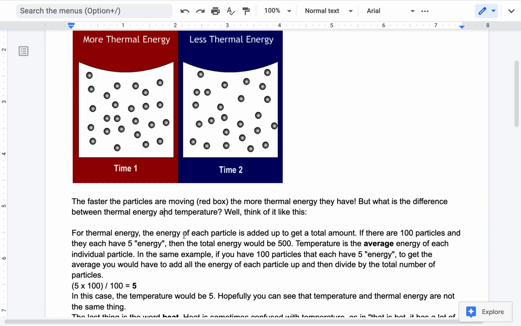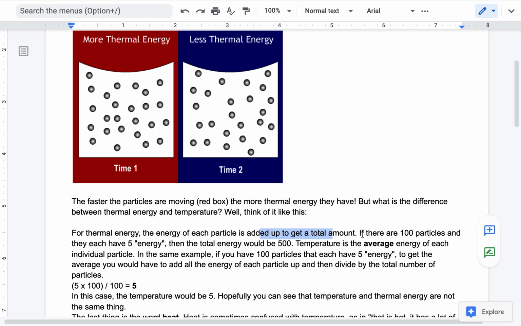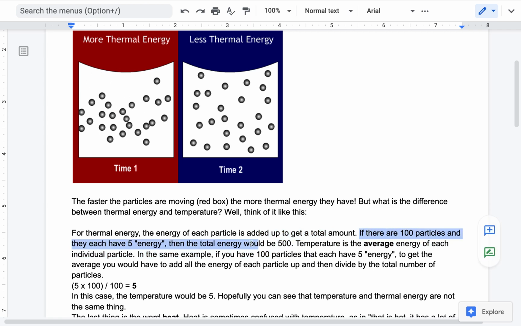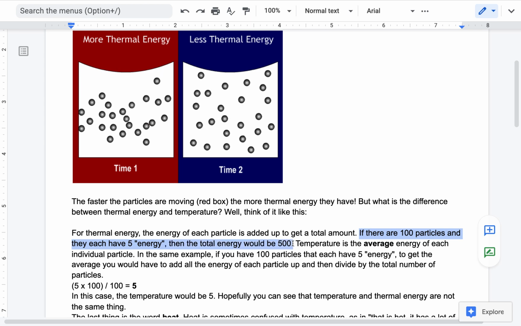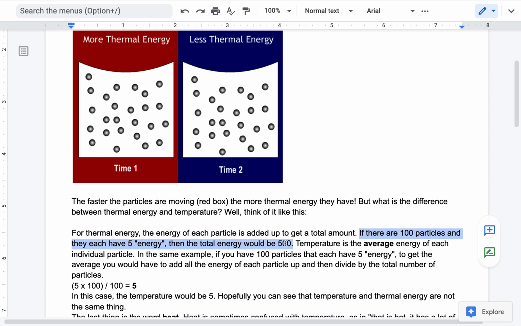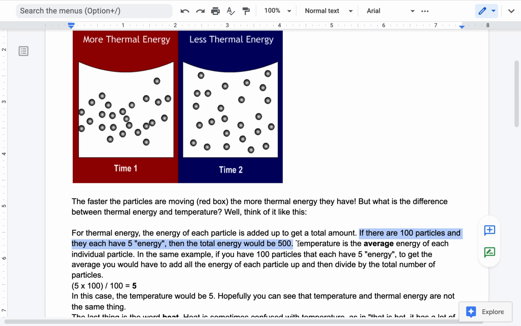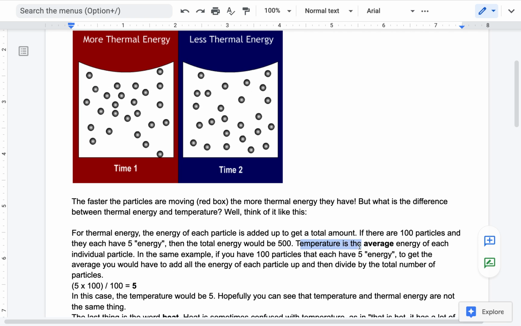For thermal energy, the energy of each particle is added up to get a total amount. So if there are 100 particles and they each have 5 energy, then if you add them all up, that would be 5 times 100, you'd have a total energy of 500. Okay, that's thermal energy. Now temperature is the average amount of energy of each individual particle.